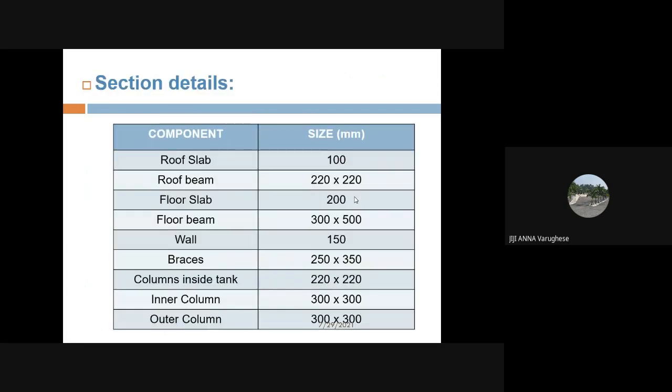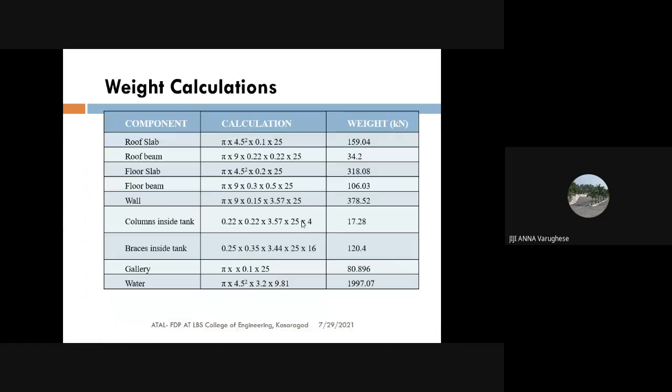The first thing is we have to assume suitable dimensions for the components of the water tank. The components consist of roof slab, roof beam, floor slab, floor beam, walls. Then for the staging, you can see braces as well as the columns. We have to assume suitable dimensions. Based on a preliminary design, you can assume these dimensions.